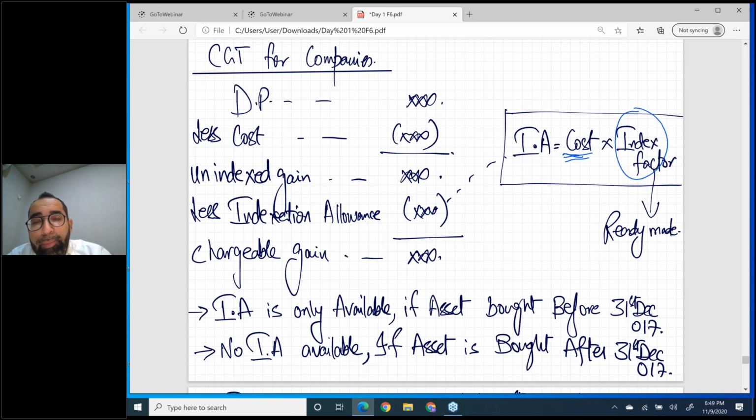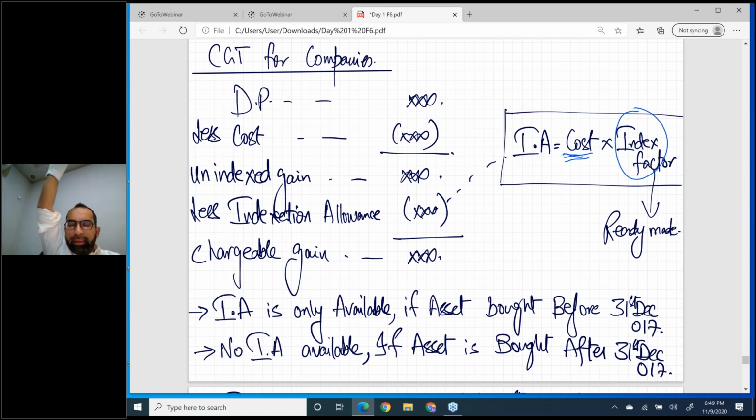Sir, will we be given ready-made index factor? Yes. From this fiscal year, the good news is your examiner will give you ready-made index factors. So don't worry about it. In past years you needed to calculate this index factor, but now no more computation. Okay. So how will you calculate? Indexation allowance is equal to cost multiplied by index factor. You deduct it, and you will get chargeable gain.